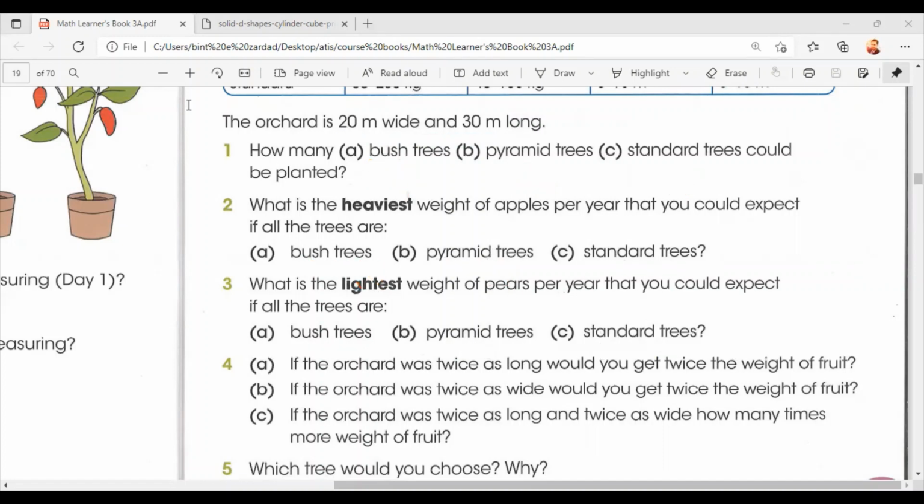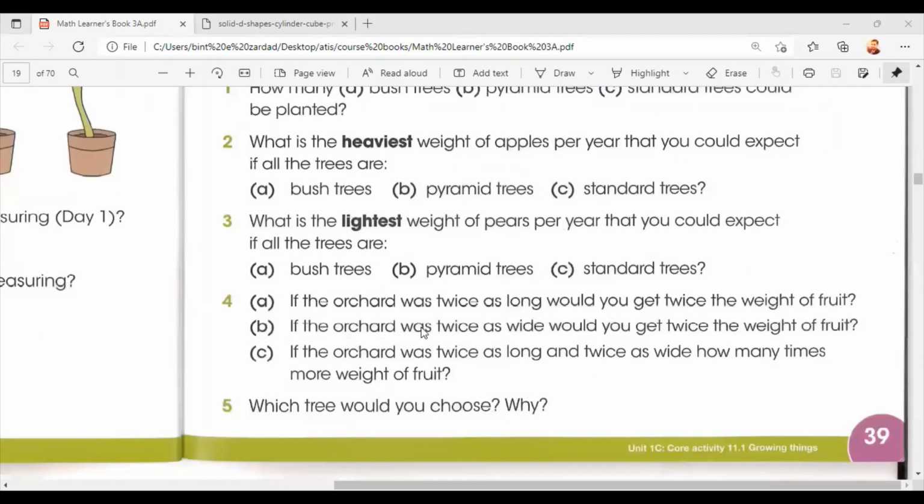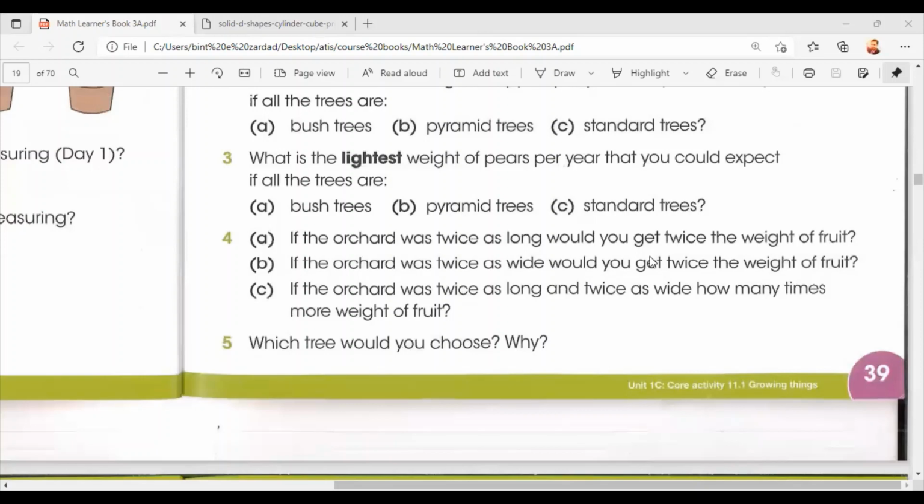So after this, question number 4: if the orchard was twice as long, would you get twice the weight of fruit? Obviously yes. If the orchard was twice, double, so you will get twice. Obviously it's true, because the number of trees per row also doubles. If the orchard was twice as wide, same like this, you also say yes, because the number of rows has been doubled.